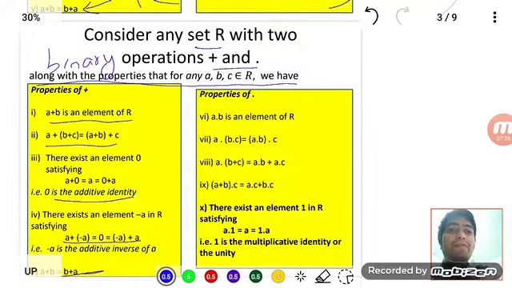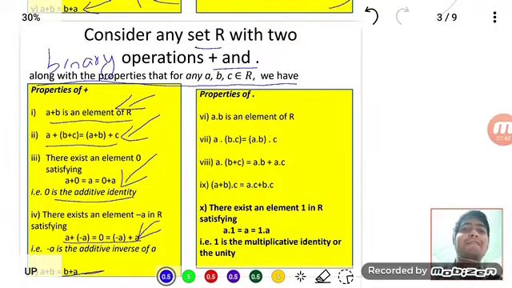Again, every element must have the additive inverse. It must have an additive identity. It is associative. If you add 2 elements of R, the result will also be an element of R. And also a plus b is equal to b plus a, property number 5.